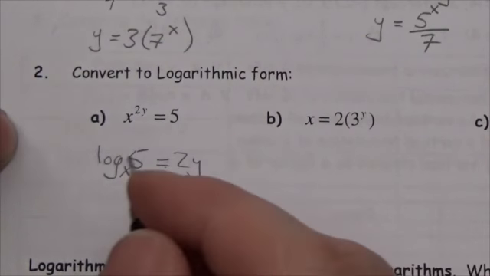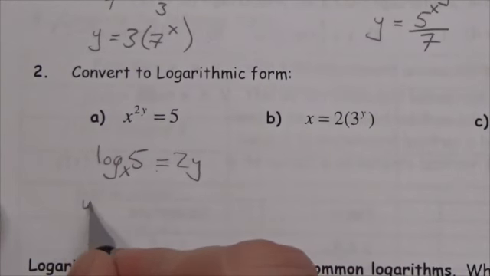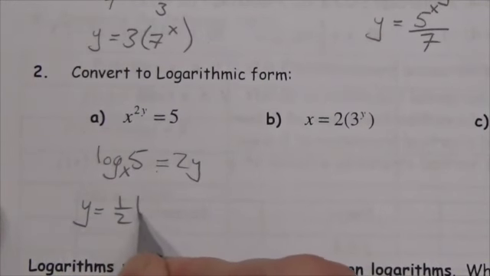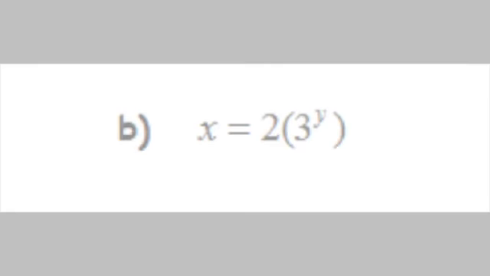And if the rule here is still to solve for y, then we would divide by 2. So maybe we'll put the y over here and make this 1/2 log base x of 5. That looks a little better.